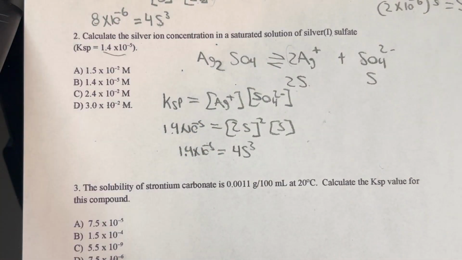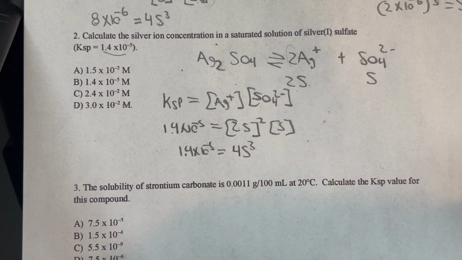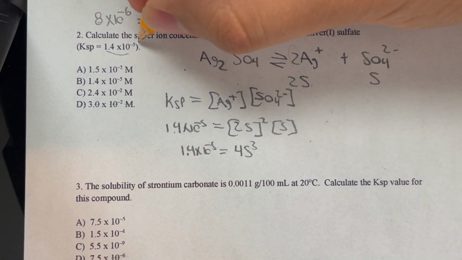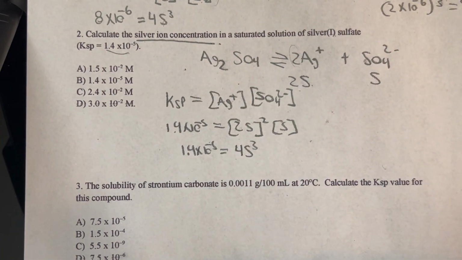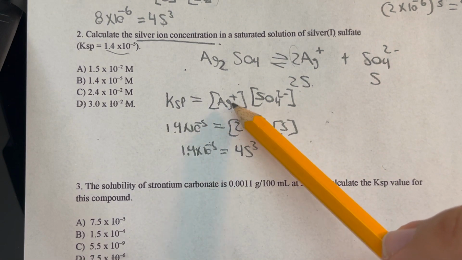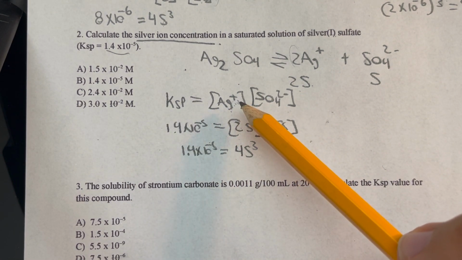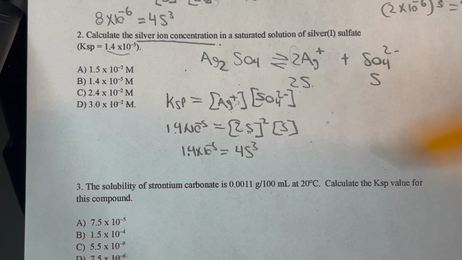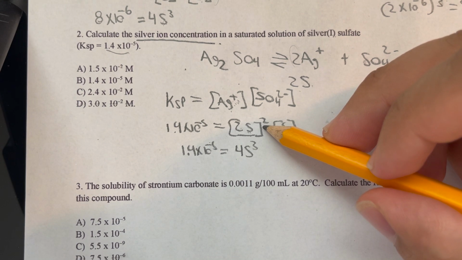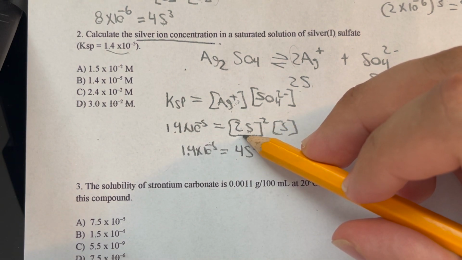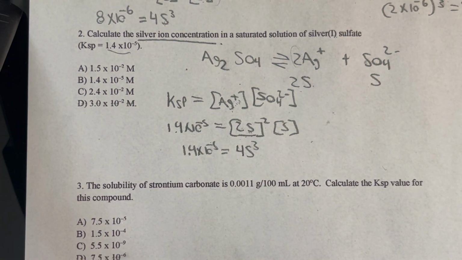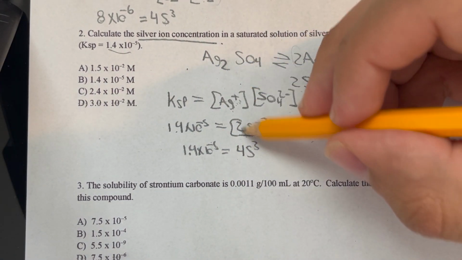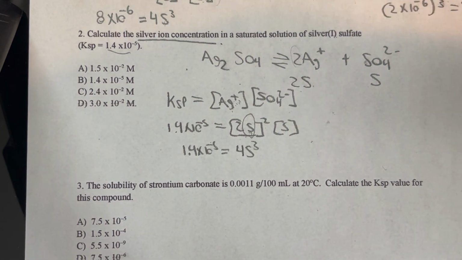So what we have to do now is solve for S, right? Because yes, it's asking us for the silver ion concentration, and we know that the silver ion concentration is this value, right? And in our KSP expression, it's 2s. This 2s, not the exponent, but the 2s itself is the silver ion concentration. So if we solve for s, the entirety of s, we can plug it into here, and then we know how much silver ion we have.